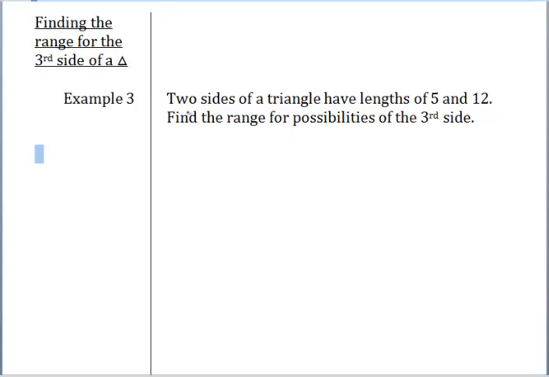of any triangle. So example 3, two sides of a triangle are given to us. If they ever give us two sides, and for this example they give us 5 and 12, they want us to find the range for possibilities of the third side. Well, what are the possibilities that the third side could be? It's not just one number, there are multiple numbers it could be, but what's the whole entire range?